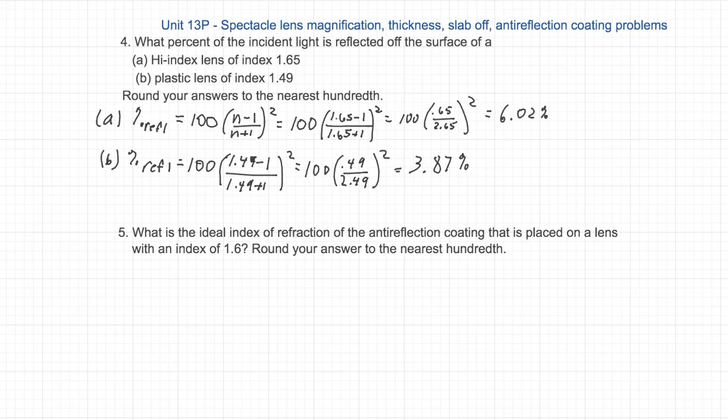Question 5, what is the ideal index of refraction of the anti-reflection coating that is placed on a lens with an index of 1.6? Round your answer to the nearest hundredth. So the ideal index equals the square root of the index of the surface that the coating is put on, equals 1.27.